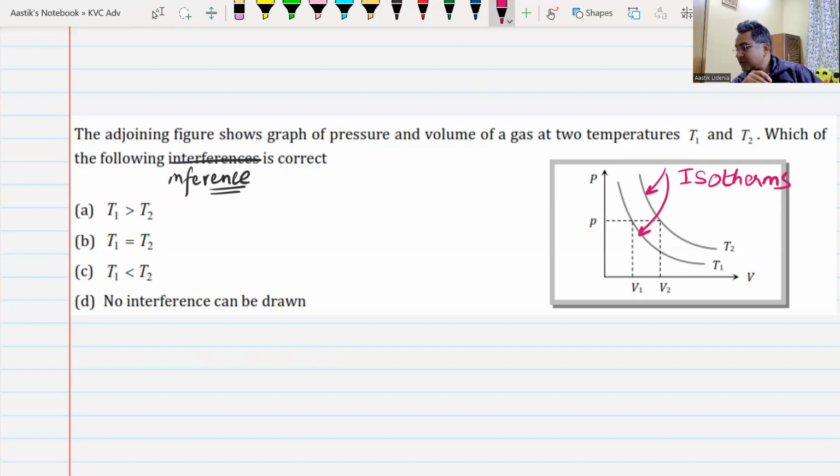At the same pressure, you can see V2 is more. P into V is equal to RT, and the option has to be C. Don't write the answer, just tell me. The correct answer would be C. T2 is greater than T1. Do we understand this? Yes or no?